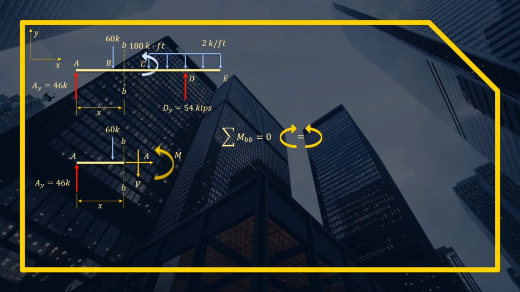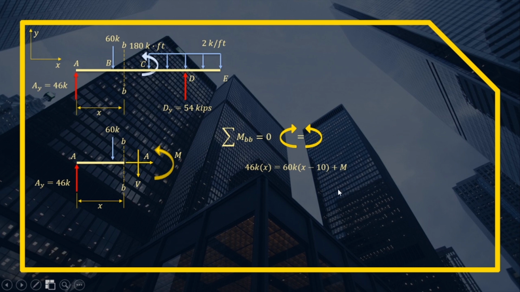Next, kunin naman natin, guys, yung moment about section BB. So summation of moment about section BB. Equate na lang natin lahat ng clockwise, lahat ng counterclockwise about this section. So mag-create ng clockwise yung reaction AY, and yung mag-create ng counterclockwise is yung 60 and M. So 46 times moment arm niya is X about section BB, equal to yung mag-create ng counterclockwise about section BB, is yung 60 kips na yung moment arm niya is X minus 10. Kasi nga yung moment arm niya magsisimula lang sa location niya hanggang dito sa section. If this is 10 feet, ibig sabihin yung moment arm niya is X minus 10, plus yung moment natin, M.